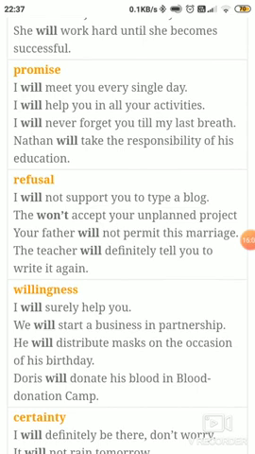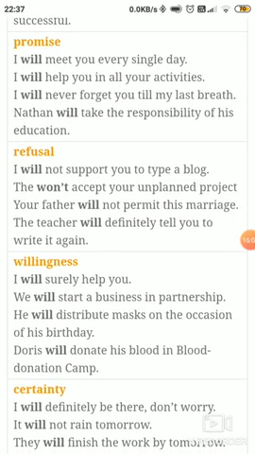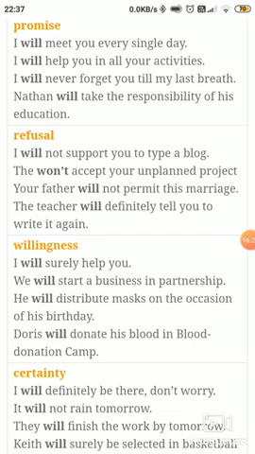Willingness. I will surely help you. We will start a business in partnership. He will distribute masks on the occasion of his birthday. Doris will donate his blood in blood donation camp. These are the situations of willingness, whereby we all can use will.